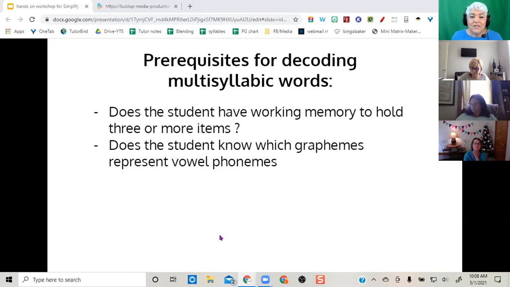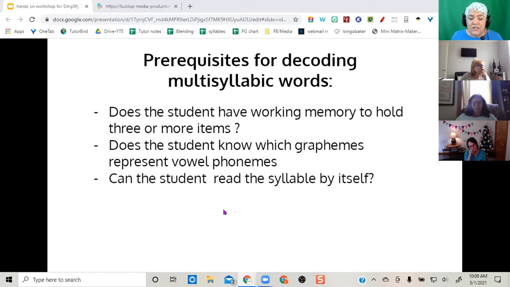Okay. We need to know which graphemes represent vowel phonemes. That you need to know because it is the vowels that are the peak of sonority that we're going to identify as being the nucleus or the base of a syllable. We need to know which are vowels. And so when you get to your vowel teams, they need to know that OW is a vowel team as opposed to a consonant team like a TI or SI or CH. Okay, so you need to know which are vowels and which aren't.